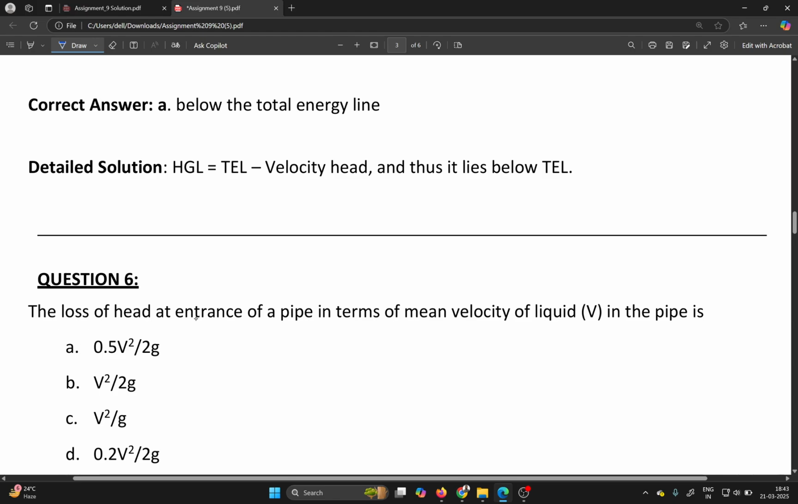The loss of head at entrance. Remember please, loss of head at entrance of pipe in terms of mean velocity of liquid in the pipe is: 0.5 v square by 2g, v square by 2g, v square by g, and 0.2 v square by 2g. Entrance, remember please, entrance means the water is entering, that is the inlet.